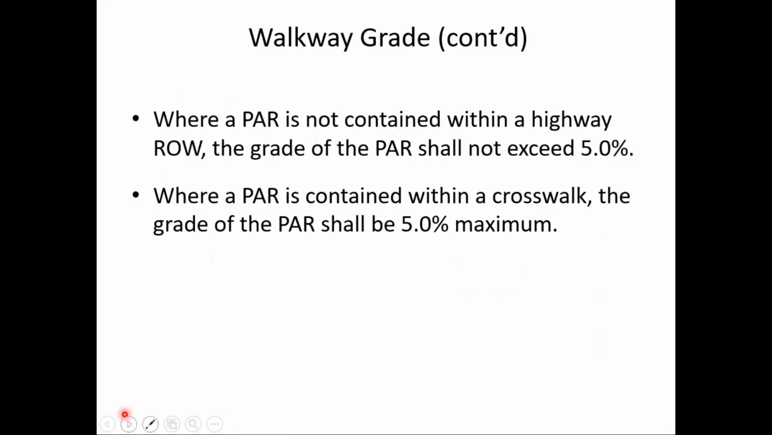But where a PAR is not contained within the highway right-of-way, then the grade of the PAR shall not exceed 5%. And also keep in mind that where a PAR is contained within a crosswalk, and crosswalks are part of the PAR, the grade of the PAR shall be 5% maximum. So that means the maximum cross slope of a street is 5%.